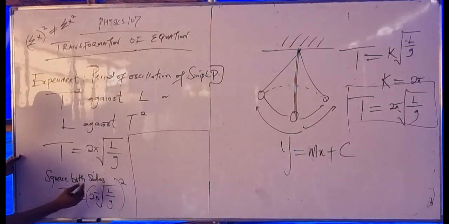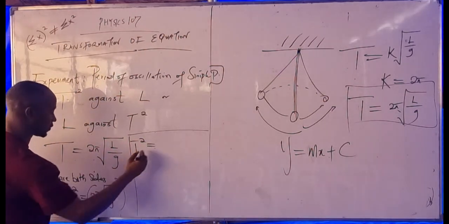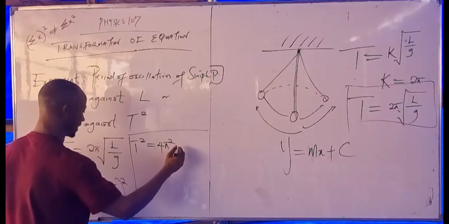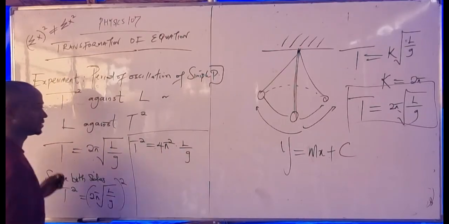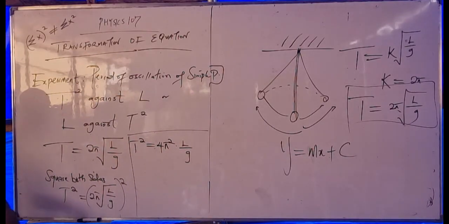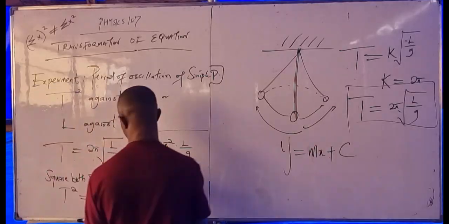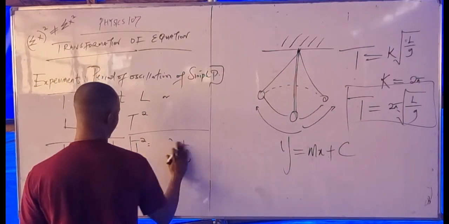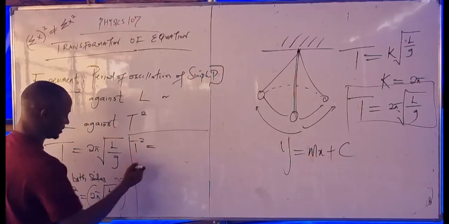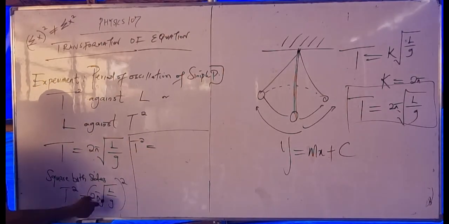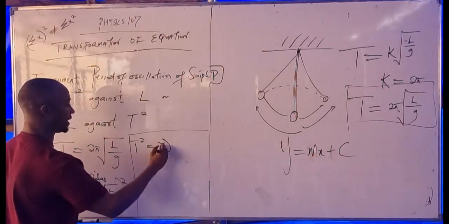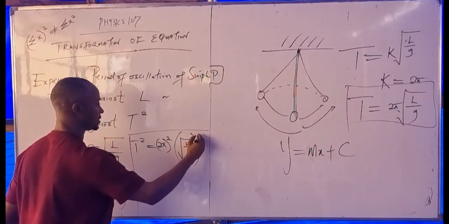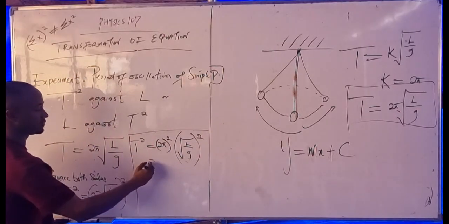Let me use a small space. We have our T squared, right, equals 4 pi squared times L over g. Are you following? Any question here? Hope you know what happened here. Let me explain better from here. Watch. This square is affecting both 2 pi and the square root, right? This becomes 2 pi all squared, and L over g, all squared.